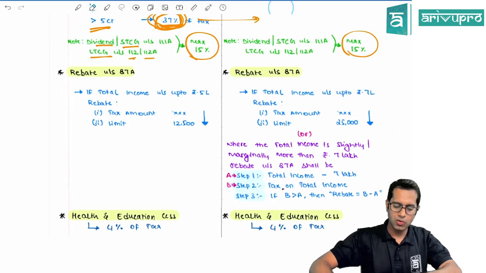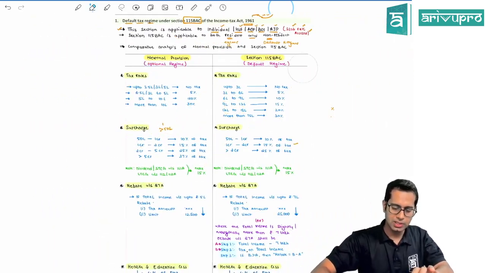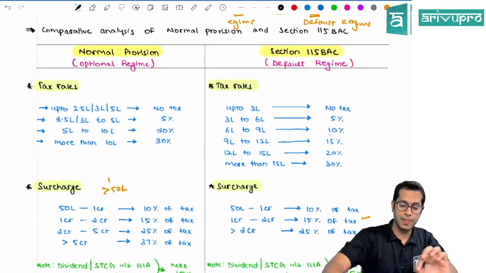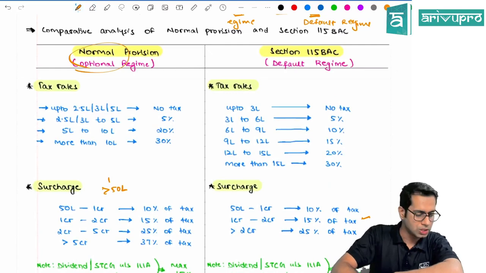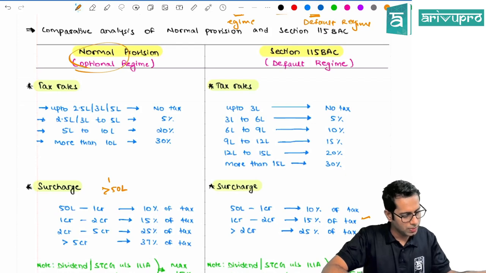Now, before I go forward, once again, we'll revise whatever we have discussed because this is very important. Please note, normal provision. Under normal provision, what is the tax which I have to pay?